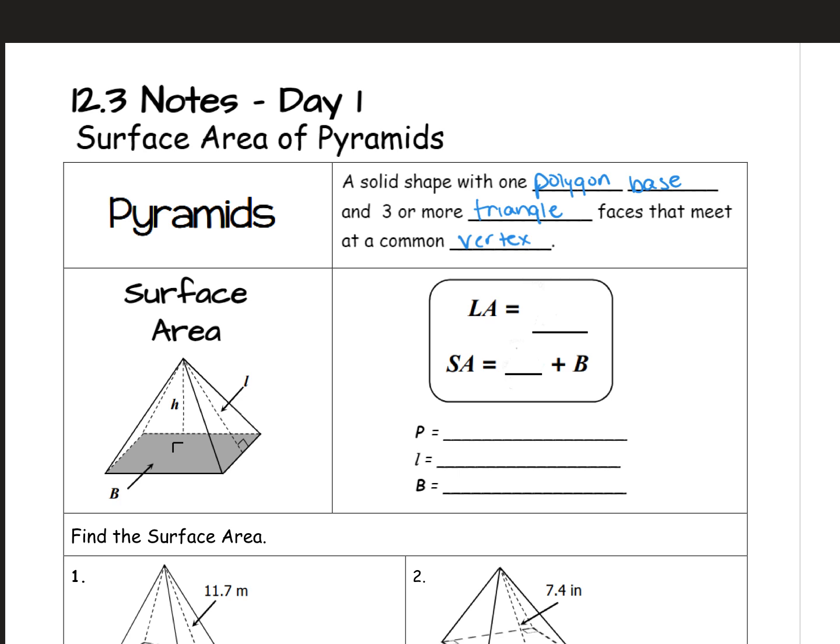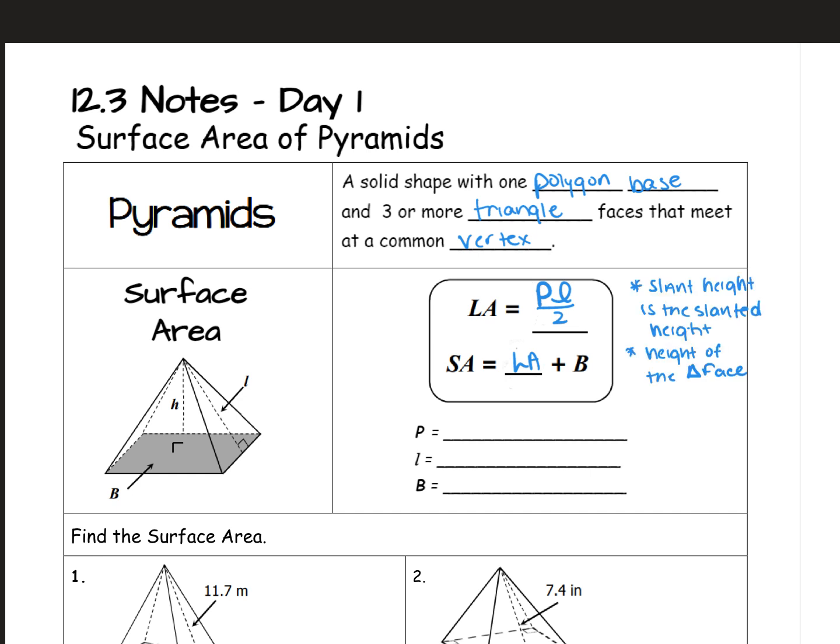So the formula is going to look pretty similar to what we've been doing with some slight changes. So let's look at the formula. Lateral area is the perimeter of the base times this new letter, which is slant height, divided by 2. And surface area is just the lateral area plus one base this time, because a pyramid only has one base.